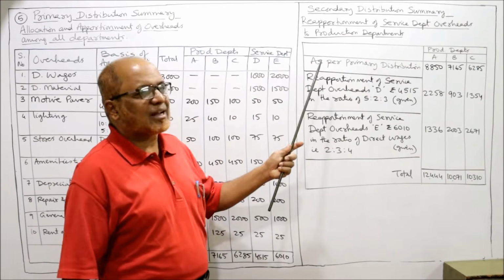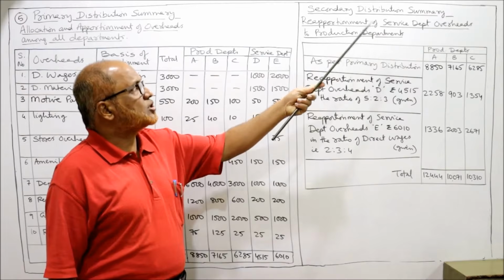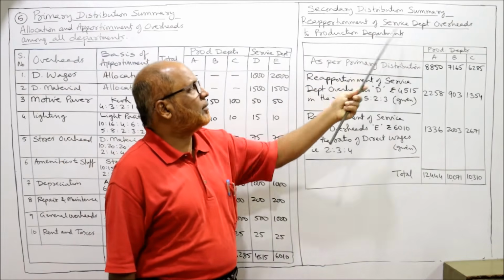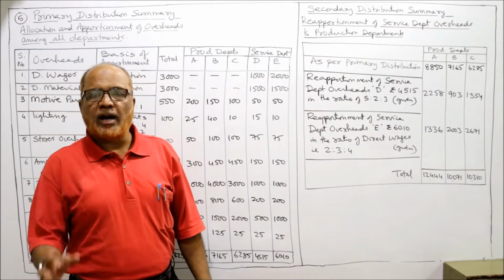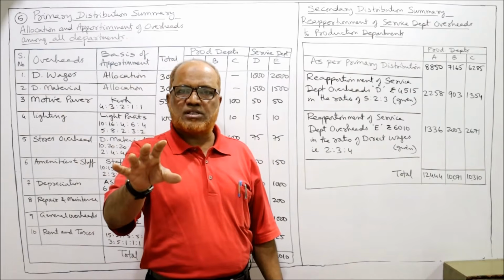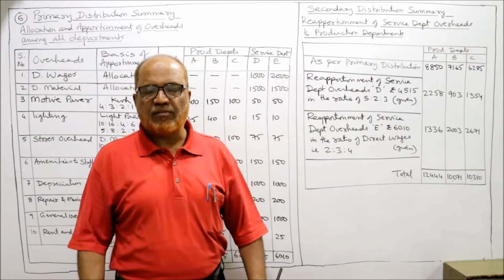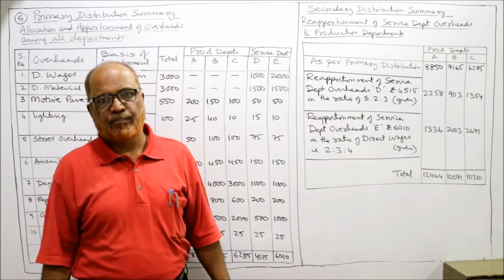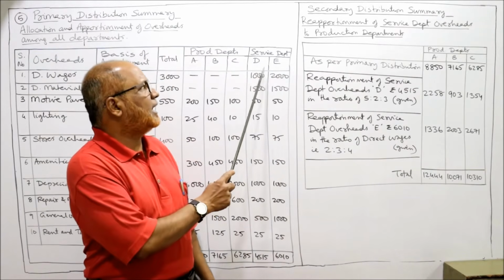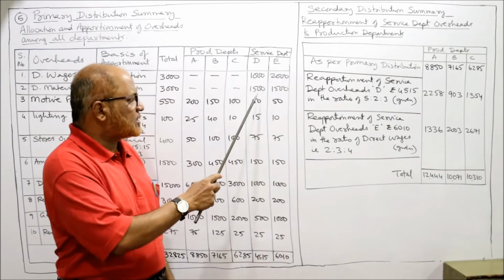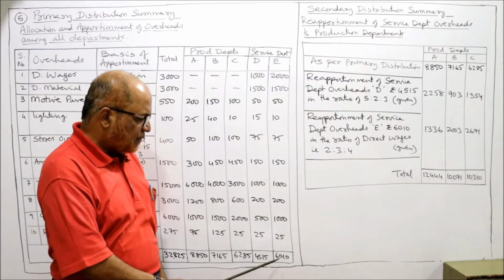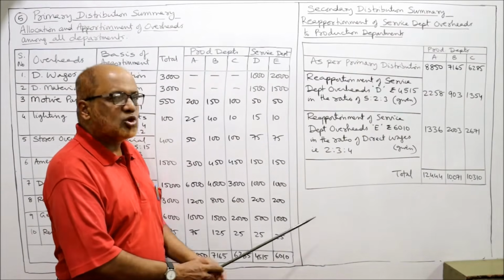Now I am coming to the secondary distribution. Secondary distribution summary: reapportionment of service department overheads to production department. So ultimately all overheads of service department will be reapportioned back in production department. Service department should get closed. So two service departments are there, D and E. The total amount of service departments are given: 4515, 6010. These amounts should be reapportioned.